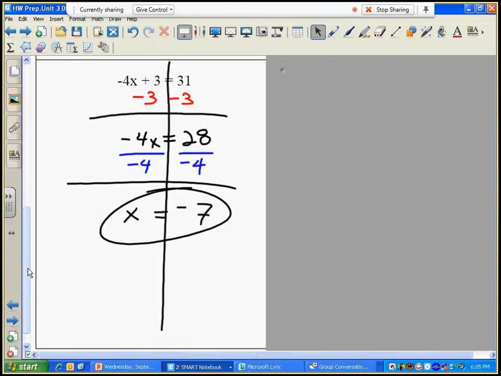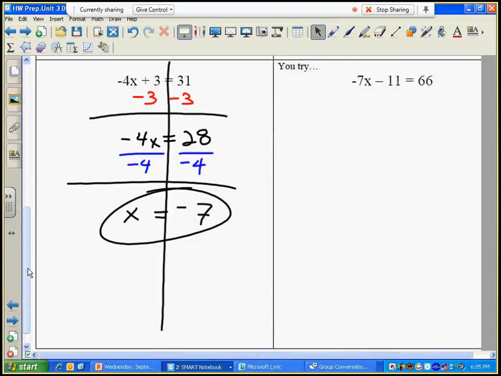Okay. If we try to plug that back in for x, negative 4 times negative 7 gives you a positive 28. Tack on 3 and you get your 31. So that works out. Try this last one on your own. Remember, use your vertical lines and also use your horizontal action bars. Go for it.